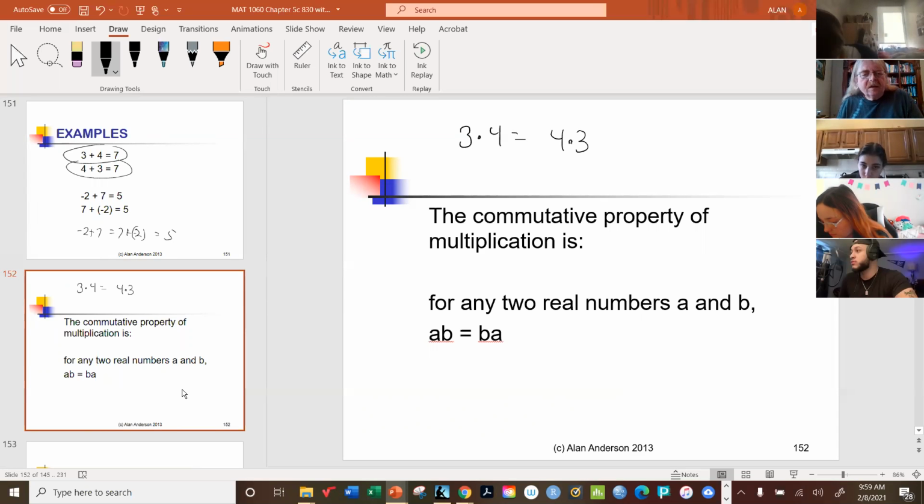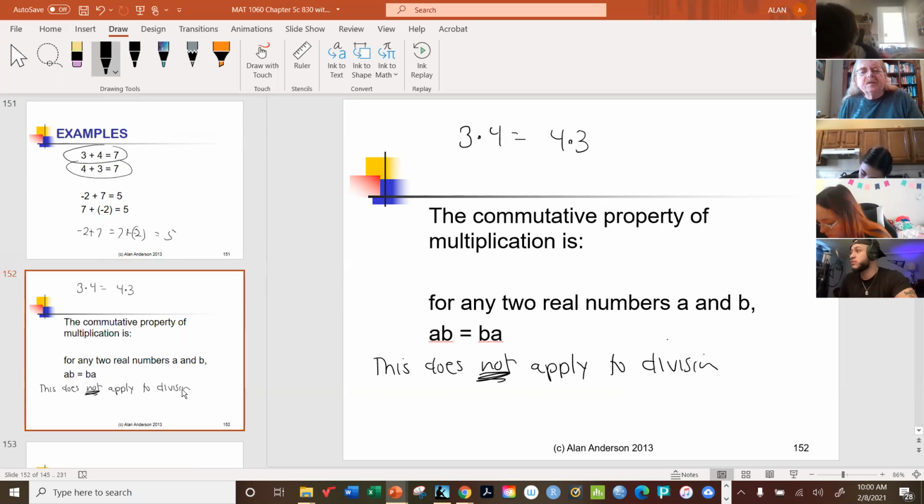But I'll make a note here. This does not apply to division because, for example, 2/3 is not equal to 3/2, is it? No.